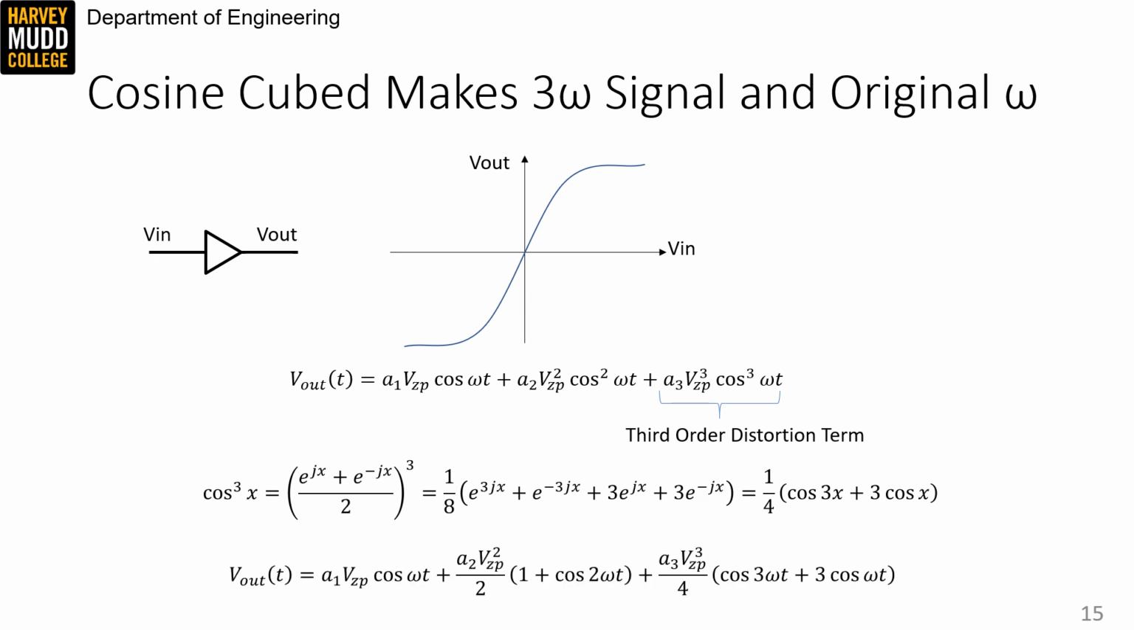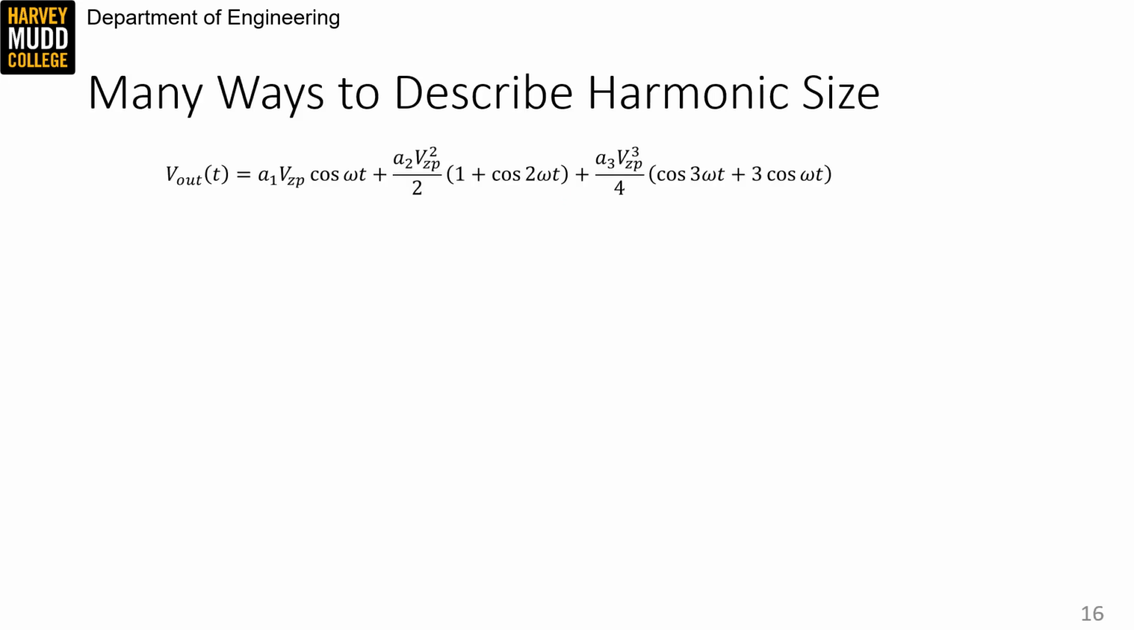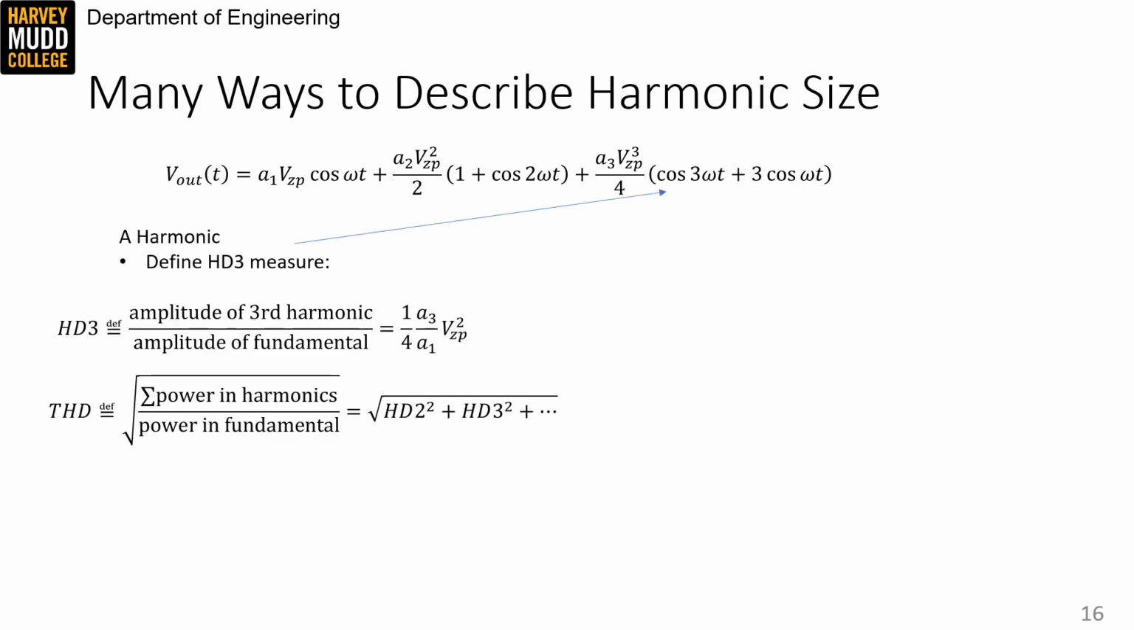Also, just like before, we can substitute that identity into our V out equation. Just like second-order distortion, third-order distortion has some interesting properties. First, we see that the third-order term produces a harmonic at 3 omega. Like before, we can define an HD3 measure, which is the voltage amplitude of the third harmonic divided by that of the fundamental. The ratio of the coefficients of those terms comes out to 1/4 A3 over A1 times VZP squared.